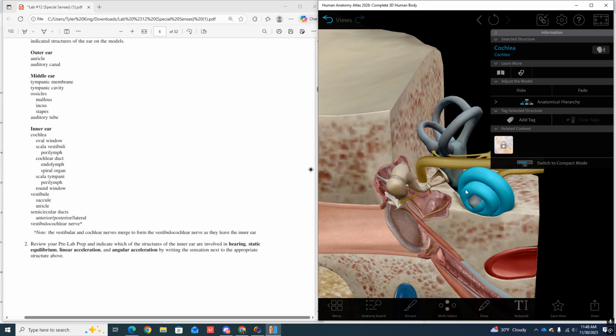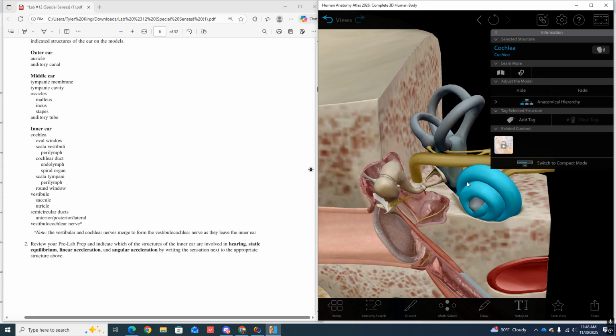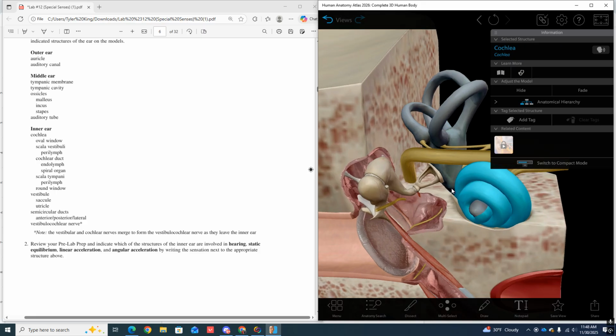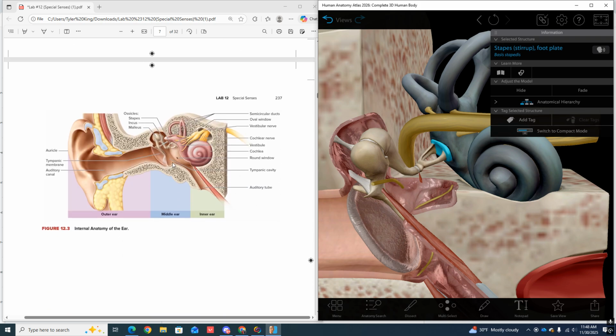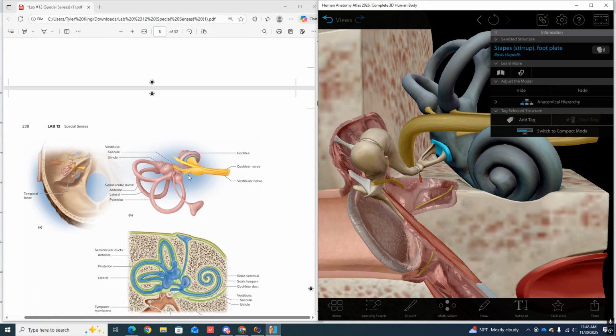So cochlea, hearing. A couple things we need to know for it, okay? So first thing we need to know is this guy right here, okay? The foot plate, all right? Also known as the oval window, okay? This is where the stirrup sits right on top of, okay? This foot plate.